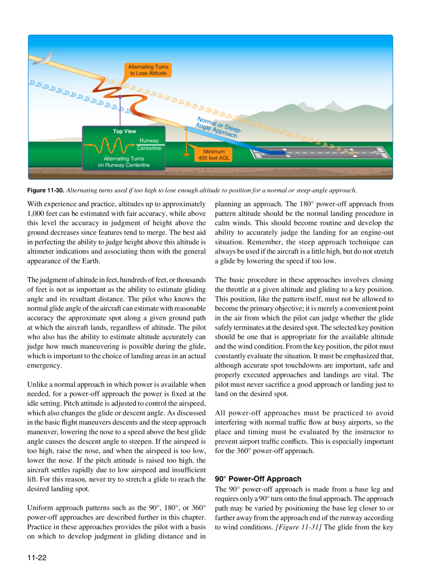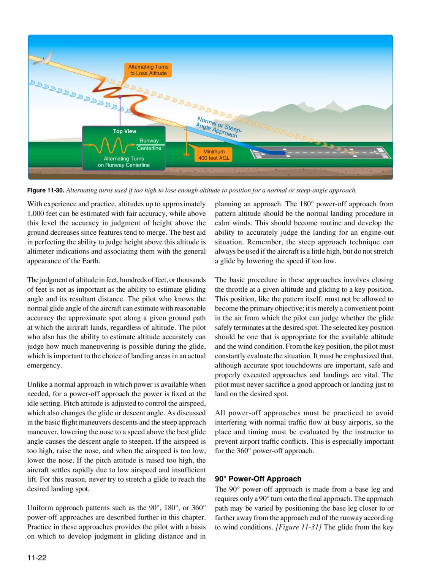The pilot who knows the normal glide angle of the aircraft can estimate with reasonable accuracy the approximate spot along a given ground path at which the aircraft lands, regardless of altitude. The pilot who also has the ability to estimate altitude accurately can judge how much maneuvering is possible during the glide, which is important to the choice of landing areas in an actual emergency.